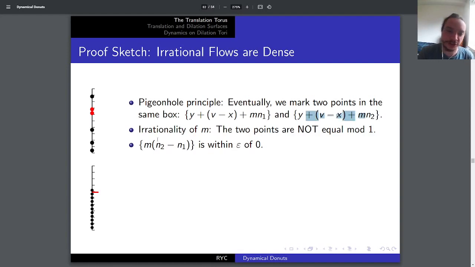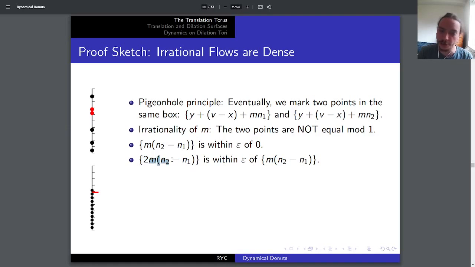And we know that the difference is within epsilon of 0, right? But we know that it's not exactly 0. So if I take 2 times that, if I go around another n2 minus n1 times, then I'm going to be within epsilon of when I went around m times n2 minus n1 times. That's because the difference of these two is just m times n2 minus n1, which was less than epsilon. Okay? And I can keep doing this.